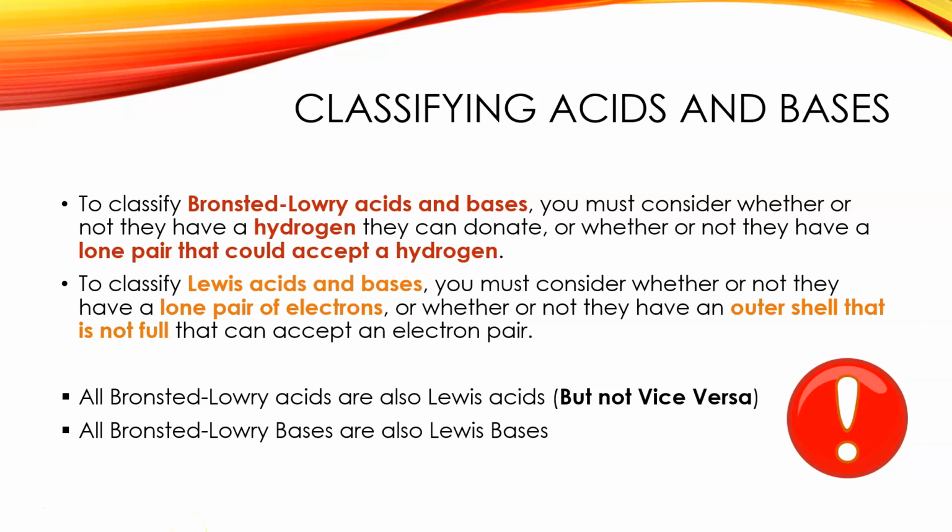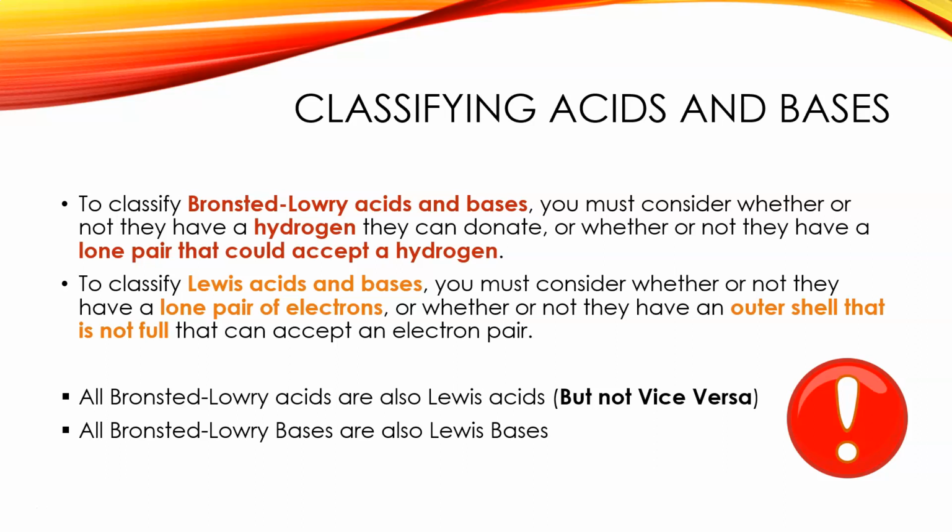So now that we have the 2 theories of acids and bases, you need to be able to classify them as either Bronsted-Lowry or Lewis acids and bases. In the case of Bronsted-Lowry, you need to be looking for the presence of that hydrogen in the case of an acid that can be donated, or whether or not they have a lone pair that could accept the hydrogen or that empty space in order to act as a base. It is all about proton transfer, though, for Bronsted-Lowry. In the case of Lewis acids and bases, you need to consider whether or not they have a lone pair of electrons, remembering that the acid will accept the lone pair, and the base is going to be the one donating the lone pair.